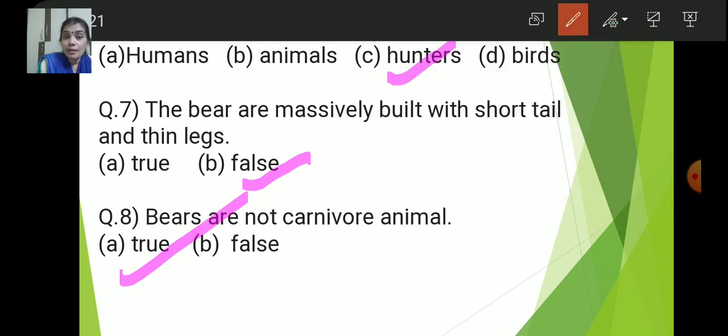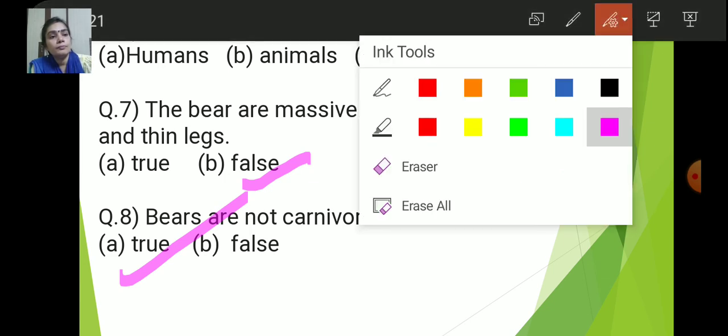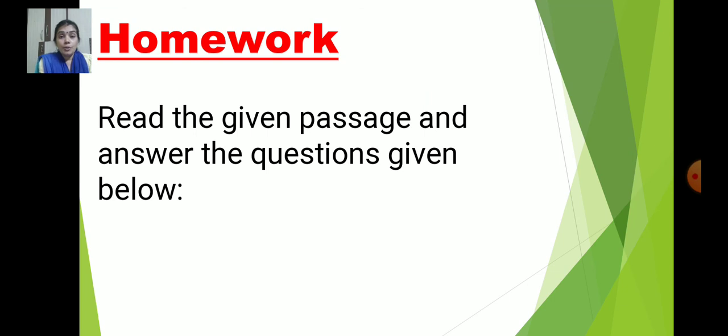So children, the questions will be asked like this. Now I'm going to give you a homework. In the homework, you are going to read the given passage and answer the questions below. You will take your notebook. You're not going to write the passage. You are going to read the passage from this video itself. Read again and again, and then the questions will be asked. Then you will have to write the answer.